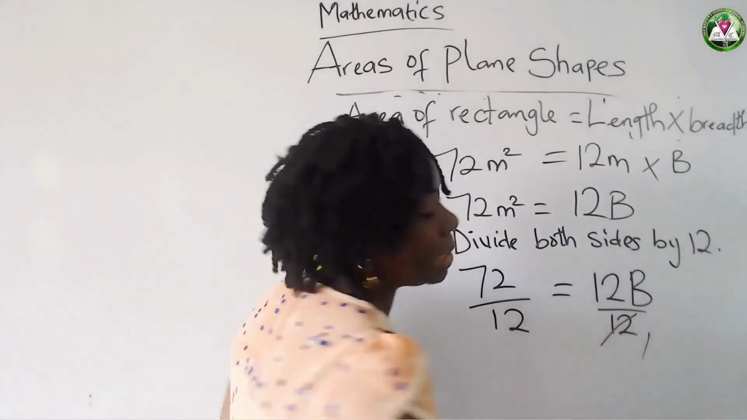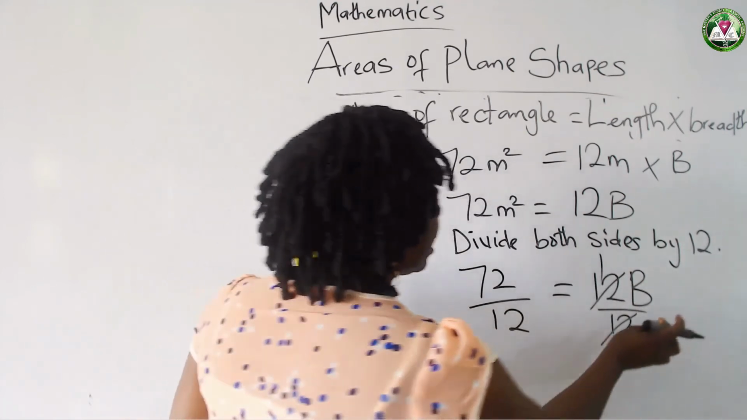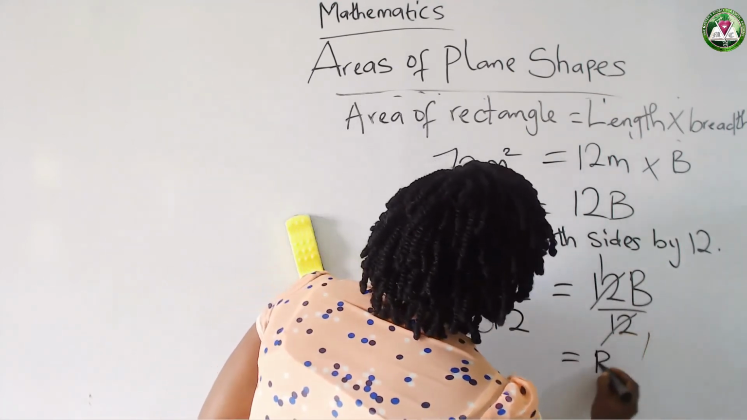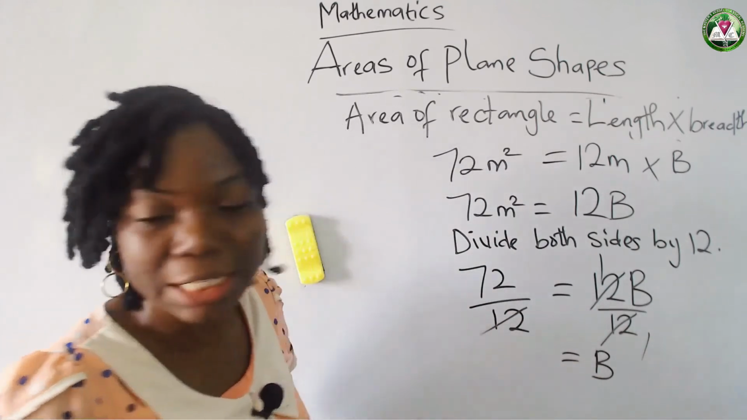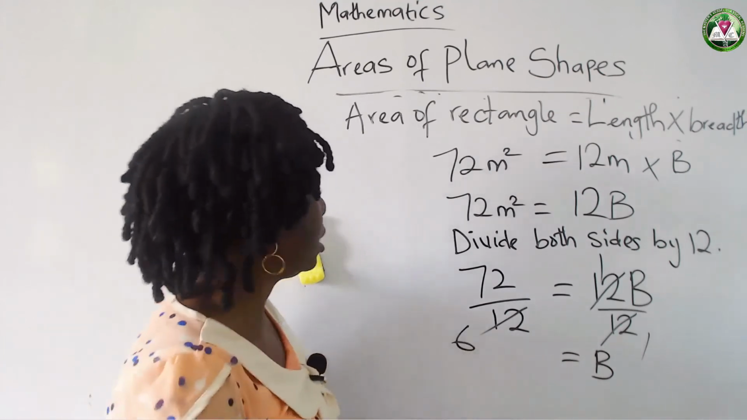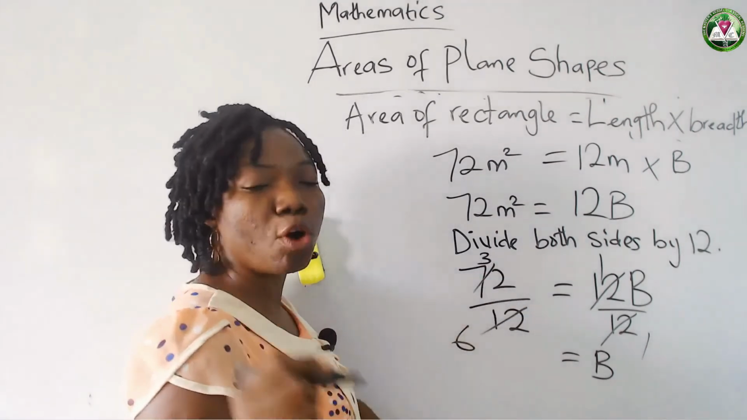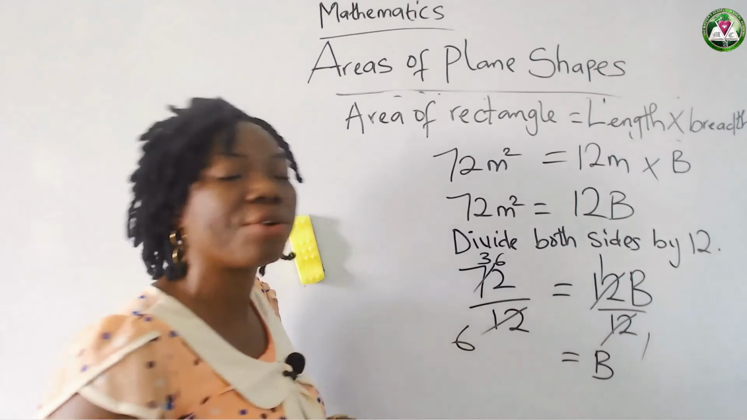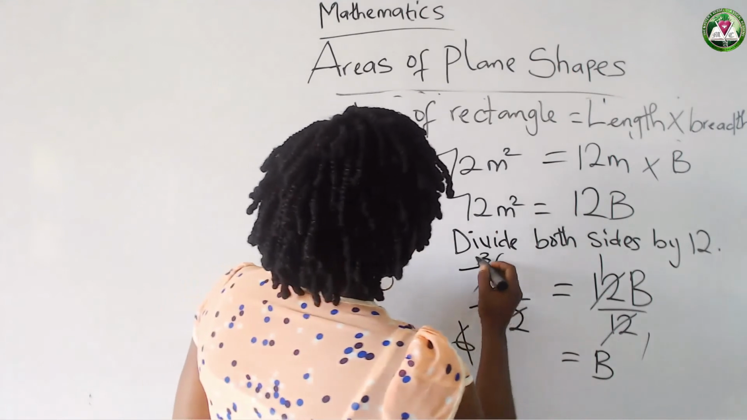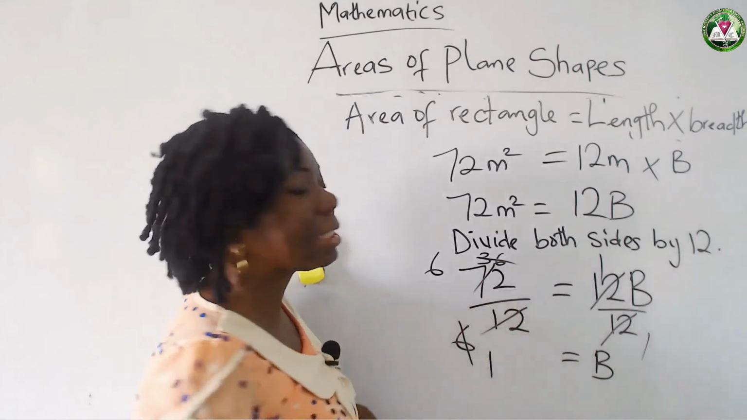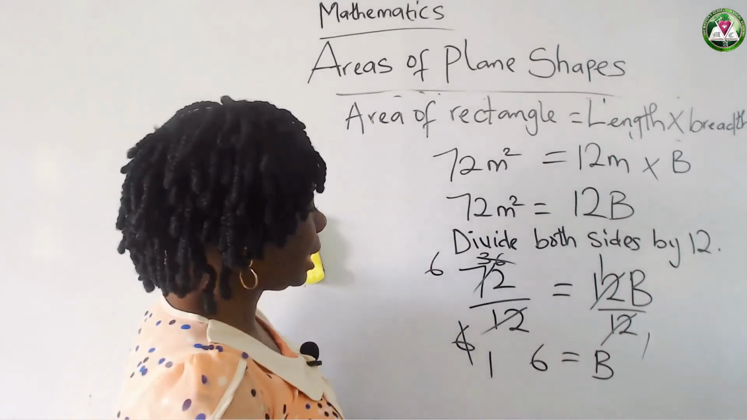Now, this 12 can cancel itself once. Is that correct? It can also cancel this one once. That means we are now left with B. Let's start with 2. 2 can cancel 12 how many times? 6. 2 can cancel 7 how many times? 3, remainder 1, in 12. 6. Is that correct? Yes. 6 can cancel itself once. It cancels 36 how many times? 6 times. So we're left with 6.